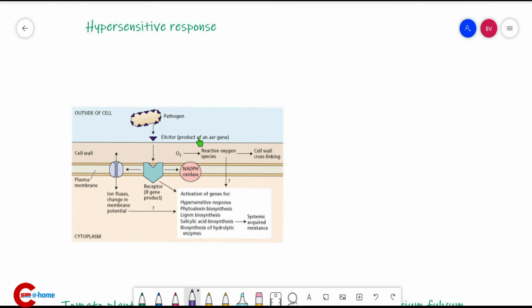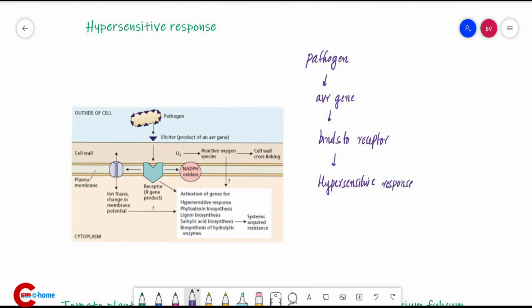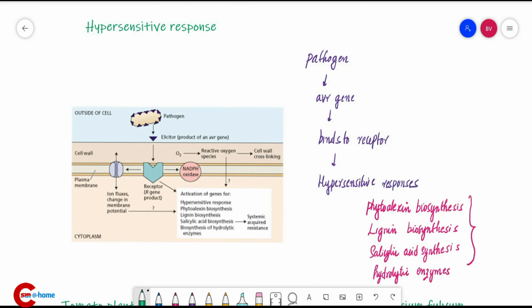Here you can see this is the pathogen. It produces an AVR gene. The pathogen produces AVR genes, and this AVR gene comes and binds to the receptor. The AVR gene binding to the receptor leads to the activation of the hypersensitive response. It includes phytoalexin biosynthesis, lignin biosynthesis, salicylic acid biosynthesis, and biosynthesis of hydrolytic enzymes. Collectively we can call it systemic acquired resistance.